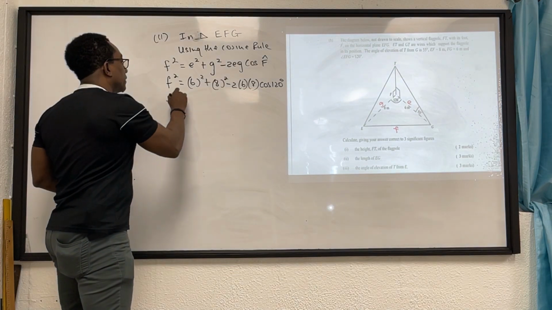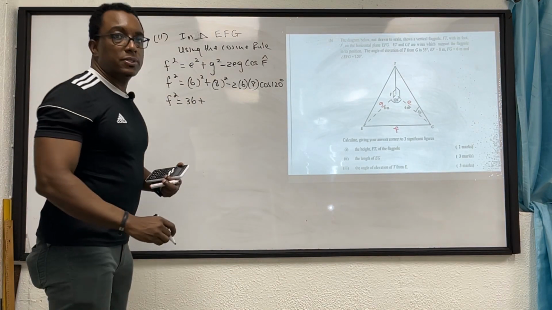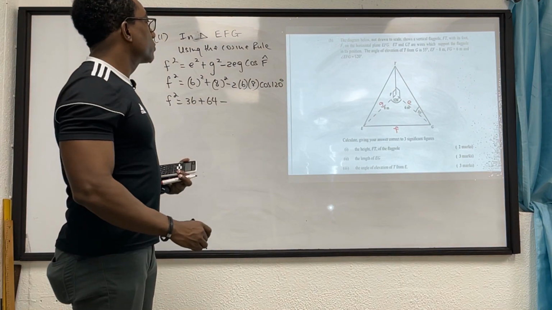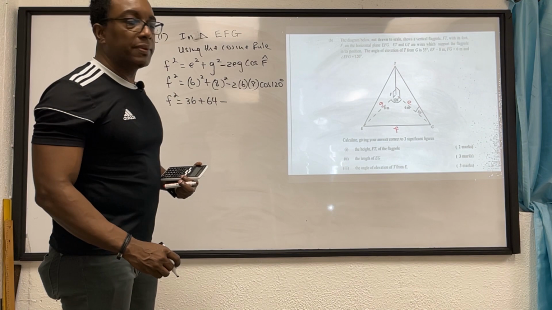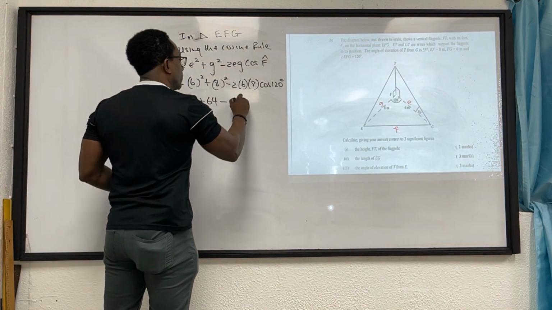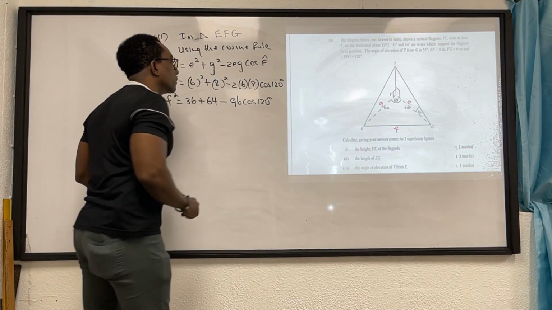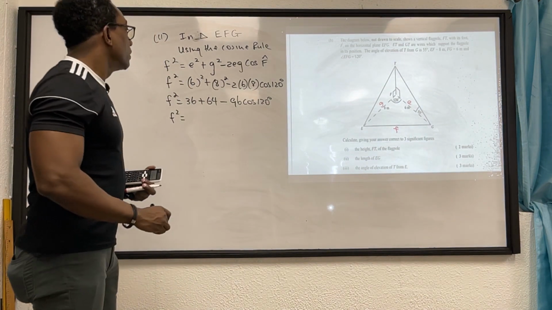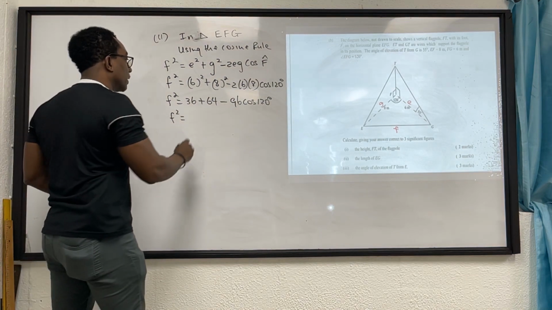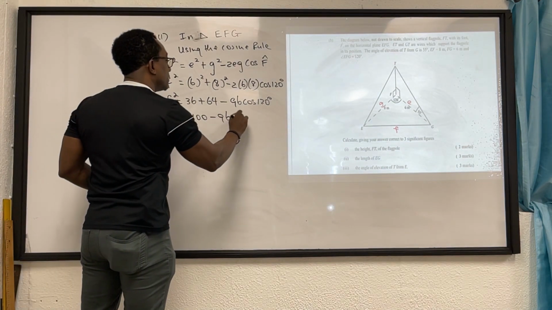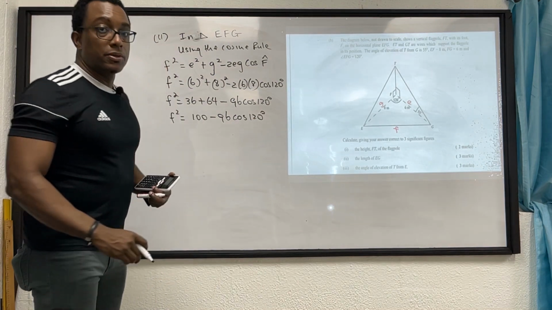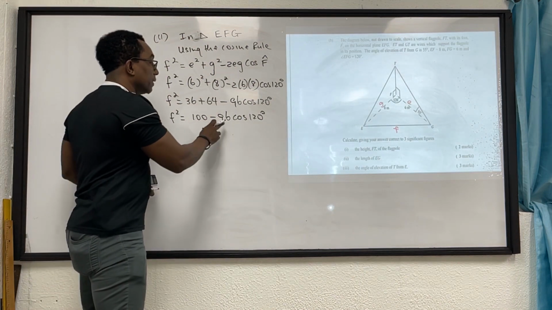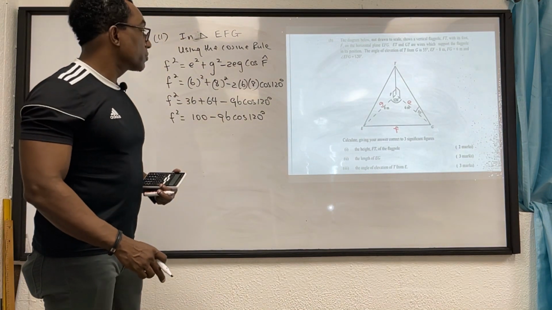F squared is equal to 36 plus 64 minus 2 by 6 is 12, 12 by 8 is 96, cos 120 degrees. So this becomes F squared is equal to 36 plus 64 will be 100 minus 96 cos 120 degrees. What we are not going to do is subtract 96 from 100. So we are going to work out what is negative 96 cos 120.